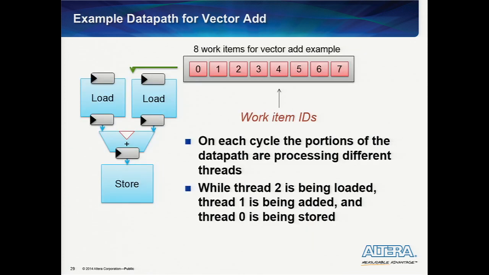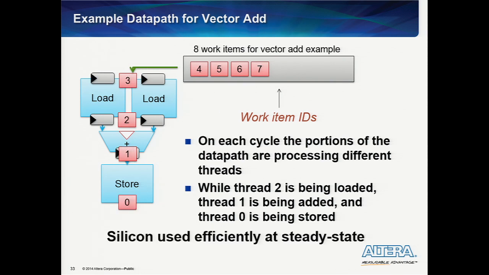So what our data path looks like for this is some functional units separated by registers, and we're going to feed a new thread into this pipeline each cycle. And so as the data travels through, we now have space available to feed in new threads. And so when we're storing out thread 0, we can be adding thread 1, and we can be loading thread 2. And in the steady state, we're using all of this hardware efficiently.